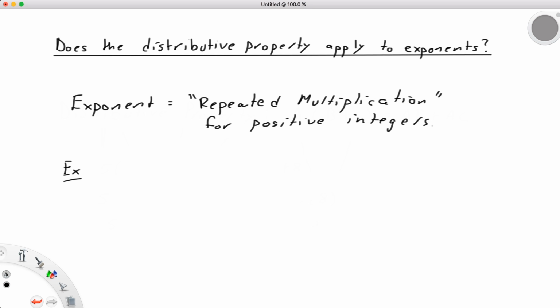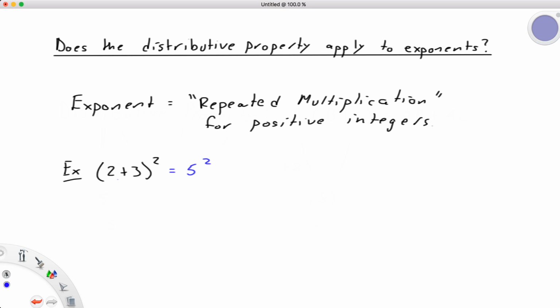Now, let's take a look at an example, because this is going to be really easy to show and verify that the idea of distributing doesn't really work here with exponents. So for example, let's say we had something like 2 plus 3 squared. There's a few different ways we can do this, but 2 plus 3 squared is 5 squared.